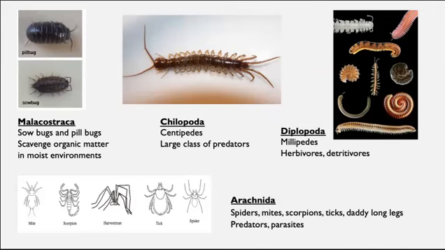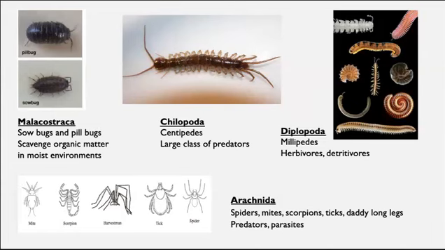The arachnids include, obviously, our spiders. They also include mites, ticks, scorpions, and the harvestmen shown here. And compared to our other classes on the top of the slide, the arachnids have only four pairs of legs. So they have eight legs total.